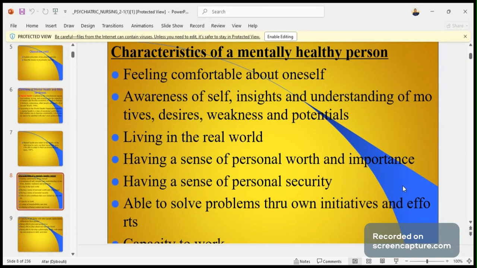But feeling comfortable about oneself, completely comfortable, that is awareness of self, insights, and understanding of motives. These are weaknesses and potential. You know yourself. You know what people are intending to speak about you. You go directly to the situation the way it's supposed to be. You know what a desire is. You understand your weaknesses and potentials. Living in the real world, you don't hallucinate. You're living in the real world.